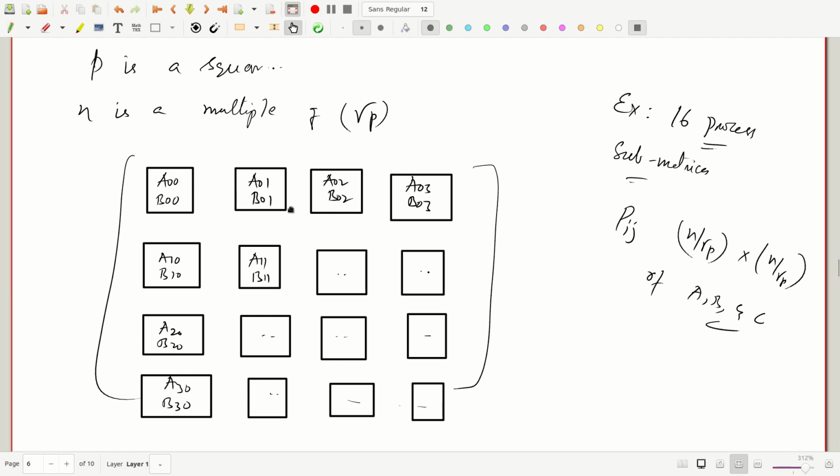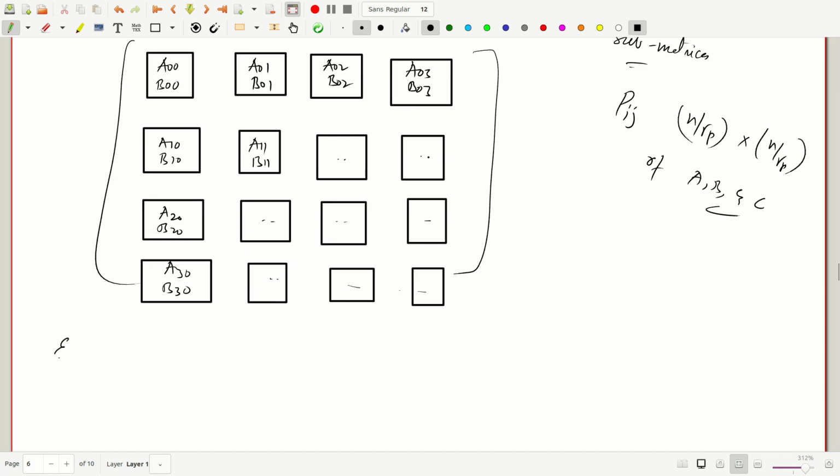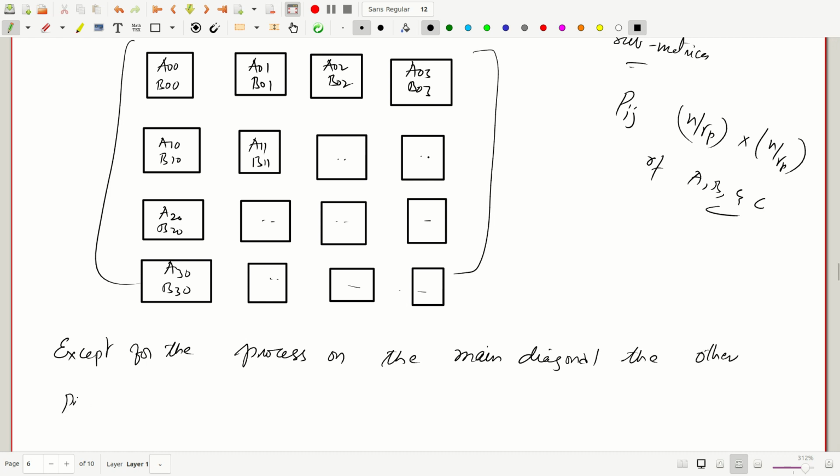Okay, C is also there, which I did not write here. Alright, now what we see is that this seems to be fine, but the problem is here: except for the processes on the main diagonal, the other processes would not multiply their copies of A and B together, right?